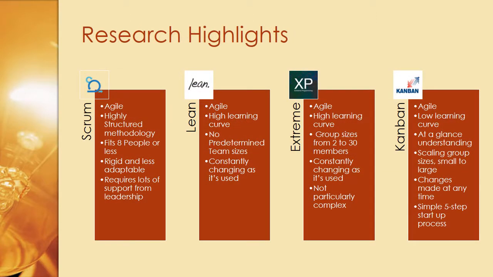Our group did a lot of research on 4 of the most popular agile methodologies out there, namely Scrum, Lean, Extreme Programming, and Kanban. We found that Scrum required a lot of help from leadership in order to make it actually function. We found that Lean, while still being an agile methodology, didn't even have the predetermined team sizes that would let us properly determine how it best fit the company. Extreme Programming, while not being very complex, still had a high learning curve. We found from Kanban that it fit best everything we were looking for in the criteria set forth by Tooth Systems.